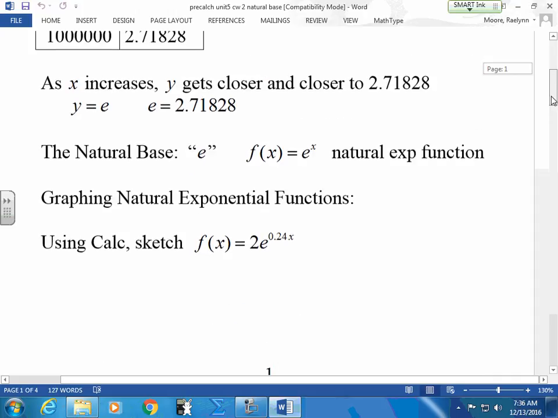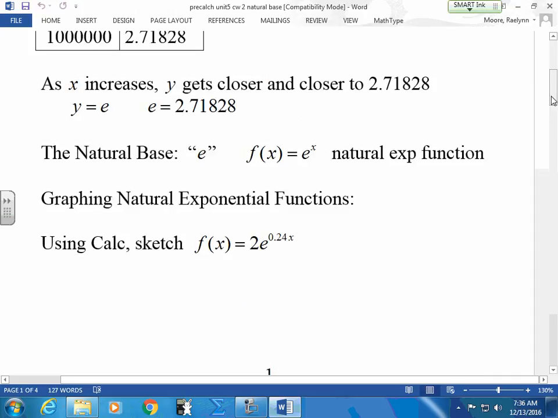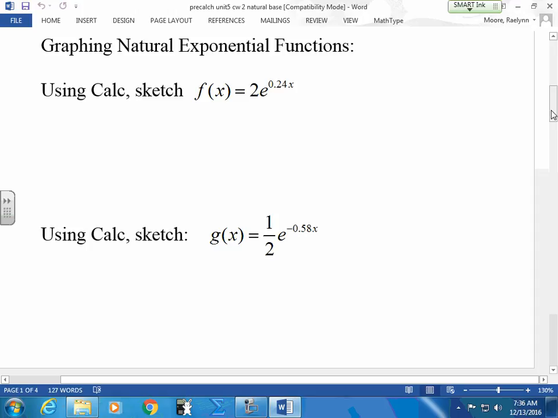Now, just like when you did anything else, you can put this in your calculator. Everybody know where to find the e? Above the caret thing. Where did you find it? It's above the ln.